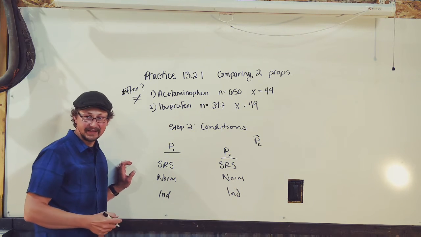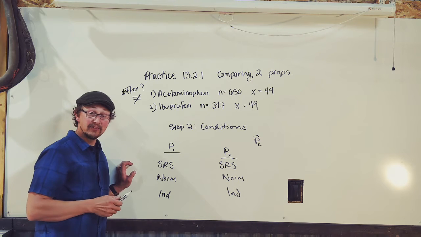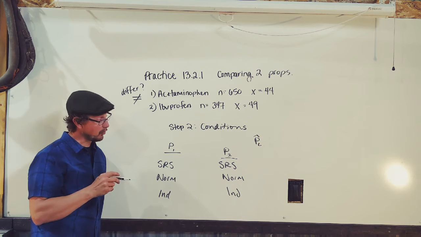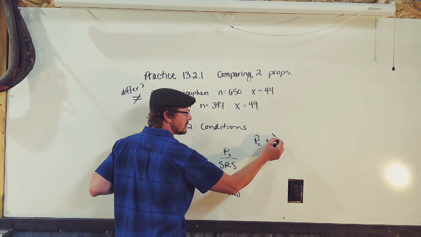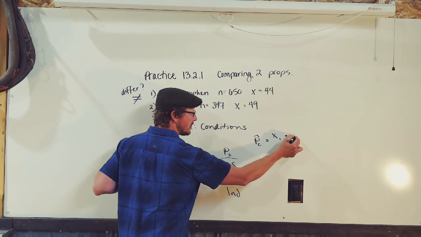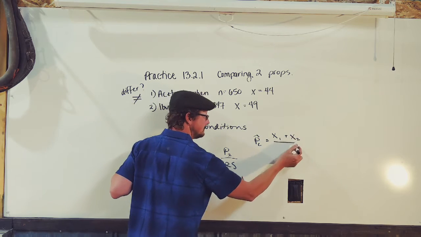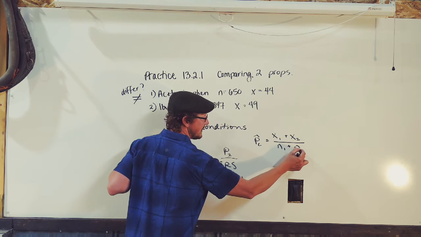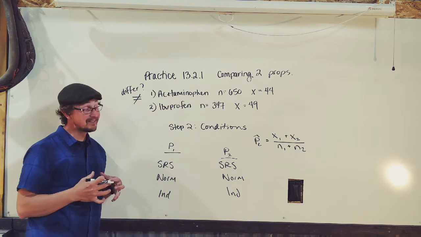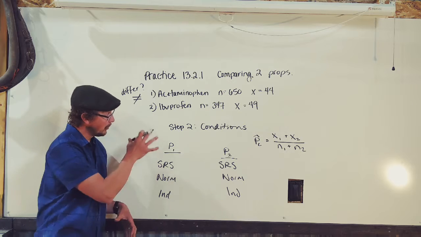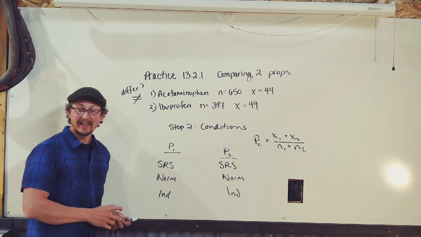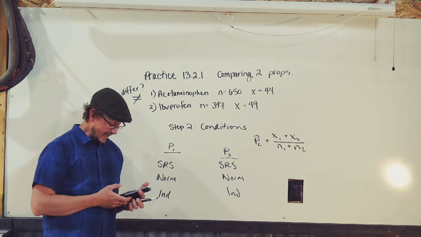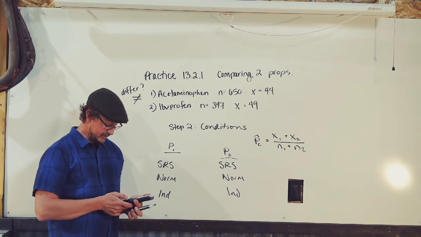I need to figure out p hat sub c. Now p hat sub c is my combined sample proportion. The combined sample proportion is going to be the number of successes in both my groups, group 1 and 2, divided by the number of trials in both the groups, n1 plus n2. I'm going to use that combined sample proportion for not only my conditions, but also in my calculations. So let's find the combined proportion of adverse symptoms here real quick by doing that math.